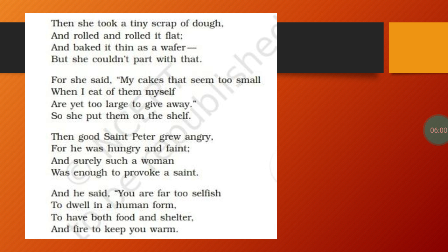Last stanza. And he said, "You are far too selfish to dwell in a human form, to have both food and shelter and fire to keep you warm." So here in this stanza, Saint Peter is saying something to the old greedy woman. So first of all, let's see the meaning of the word dwell. Have you seen the word, children? Yes, second line, to dwell in a human form. You are far too selfish to dwell in a human form.